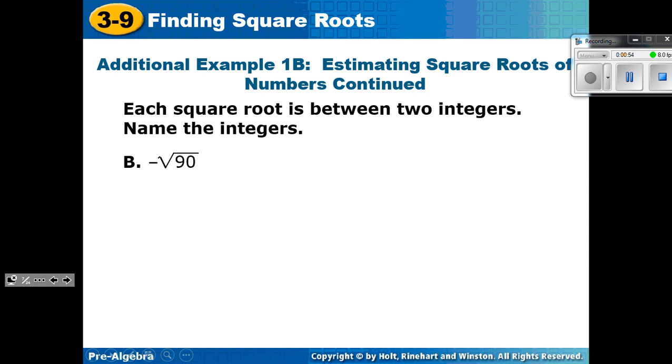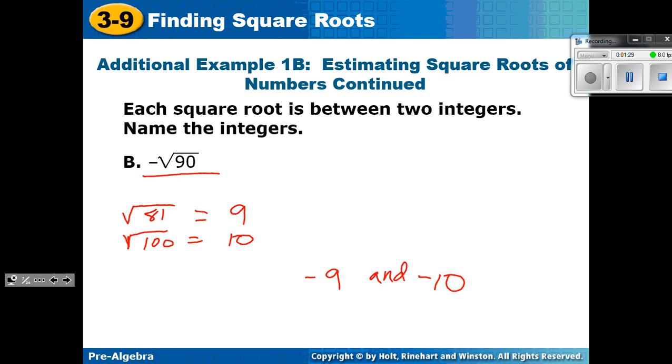This one here, negative square root of 90. Well, what perfect square falls right below it or above it? You're probably thinking about 100. Square root of 100 equals 10, and the one underneath that would be the square root of 81 equals 9. So it's going to fall somewhere between 9 and 10, but we've got a negative in front of it. So the opposite of the square root of 90 is going to fall somewhere between negative 9 and negative 10.